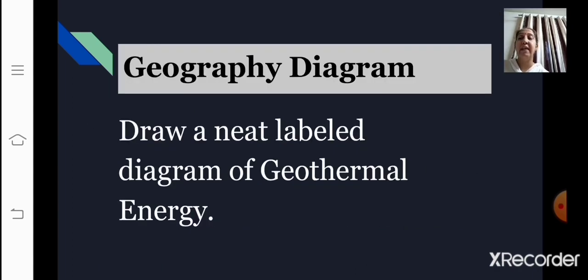Then the next assignment for you is geography diagram. Draw a neat labeled diagram of geothermal energy. Children, for drawing this diagram, you can use the assignment sheets also, or you can use A4 size paper, or you can use full-scale paper. Whichever paper is available with you, you can use that. And for doing the plotting of that map locations, you are going to use your map practice book that you all have.